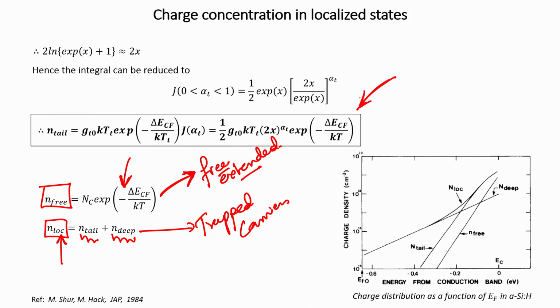So here is a nice picture. Here is the charge per unit volume versus energy. You can see that the free carrier concentration goes like this, and the trapped carrier concentration is shown here, where this is all due to the deep states and that is all due to the tail states. It is quite important to note that at thermal equilibrium it could so happen that the trapped carrier concentration is much larger than the free carrier concentration.